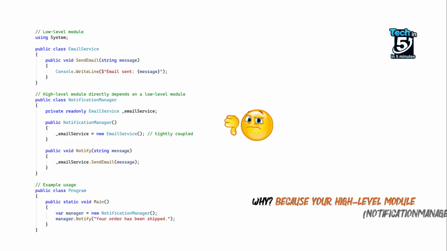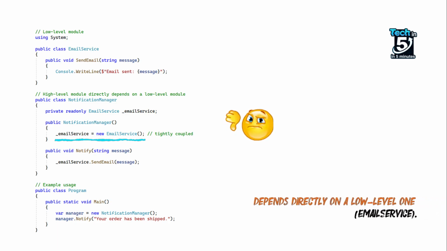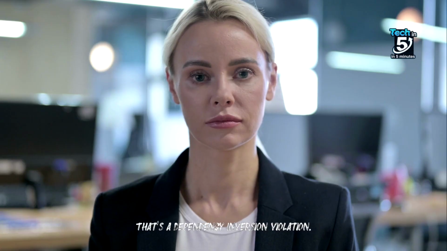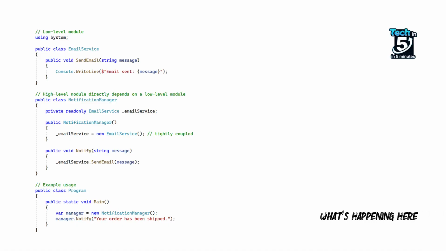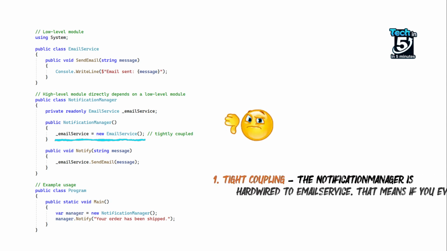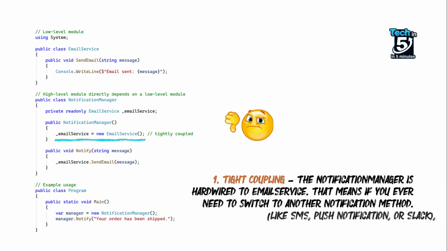Why? Because your high-level module, NotificationManager, depends directly on a low-level one, EmailService. That's a dependency inversion violation. What's happening here? One, tight coupling. The NotificationManager is hardwired to EmailService.